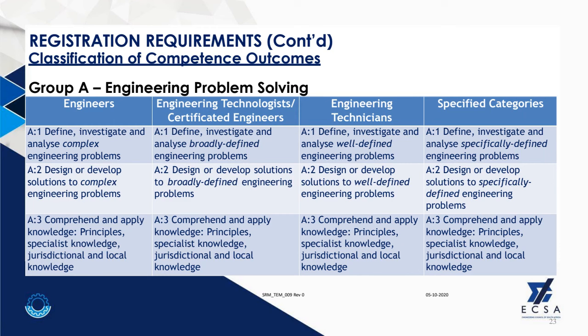And then outcome two is about design or develop solutions to complex engineering problems, broadly defined, well-defined. Outcome three is about comprehending and applying knowledge or principles, specialist knowledge, jurisdiction, and local knowledge. To touch base on the first outcome, which is define, investigate, and analyze, the applicant, or the candidate, must demonstrate competence in being able to define an engineering problem, and show competence in investigating and analyzing what they've investigated. So it starts from there, and it leads to either the design or develop.